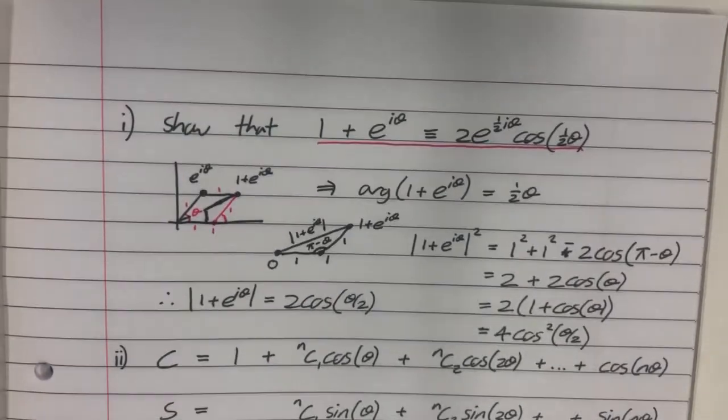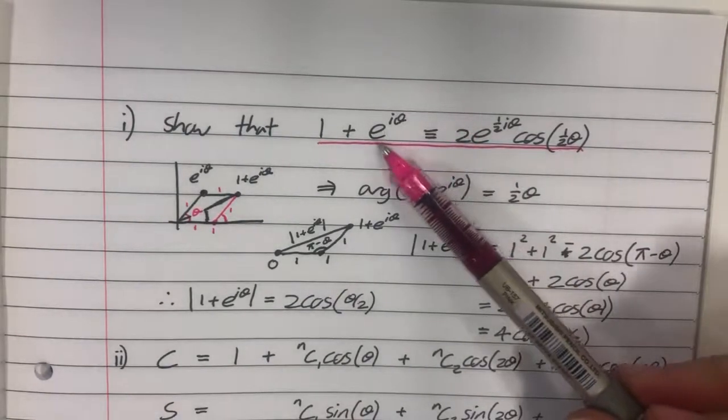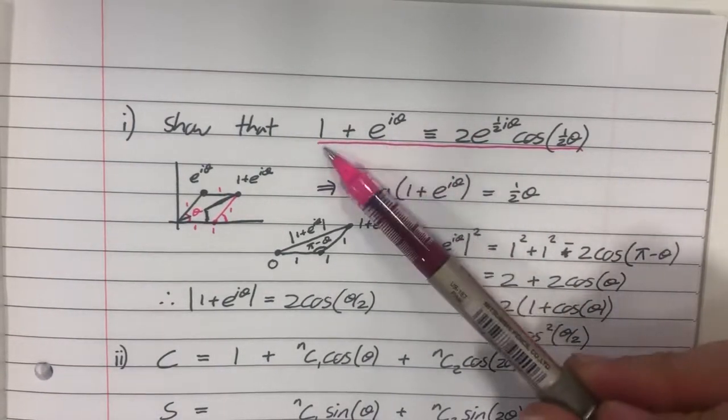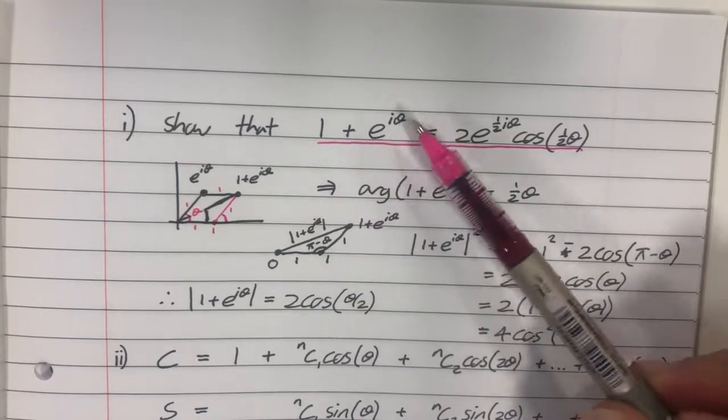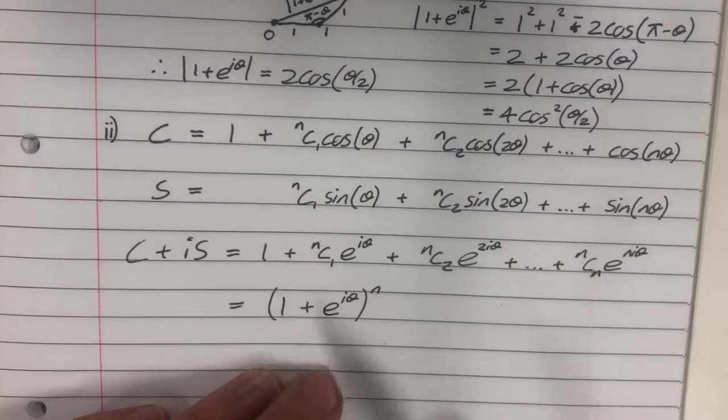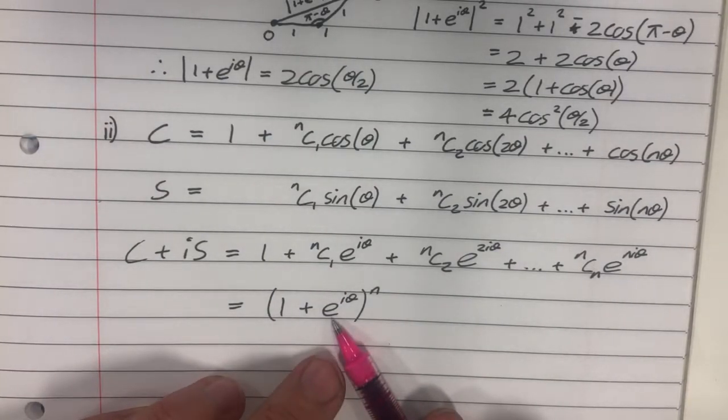Furthermore, use the hints from the previous part of the question to help you. We've been asked to be dealing with 1 plus e to the i theta, so why not expect 1 plus e to the i theta to come up? And that's exactly what we've got. 1 plus e to the i theta has now come up.